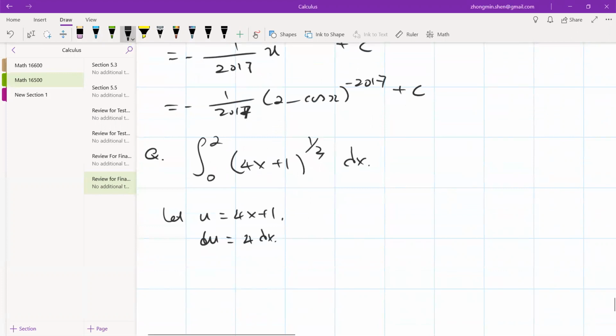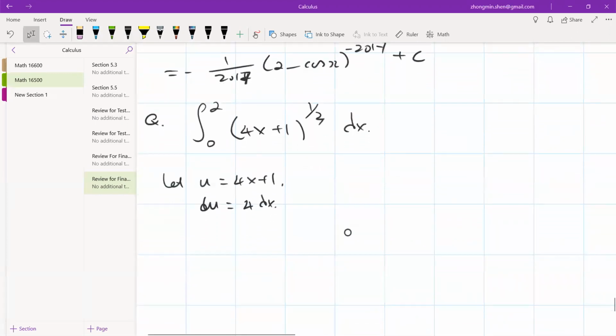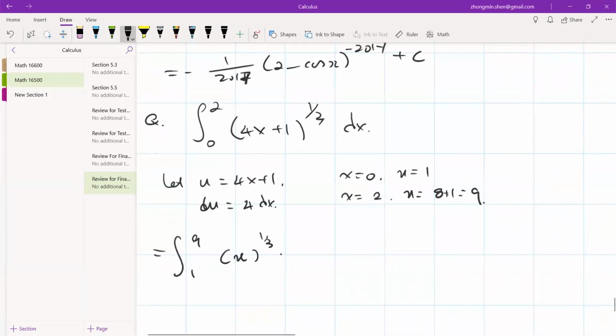Now, if you use a substitution for the definite integral, you have to change the interval for the new variable if you want to keep it. So when x equals 0, u equals 1. When x equals 2, u is going to be 8 plus 1, so it's 9. So the integral becomes 1 to 9 of u to the 1/3, and dx equals 1/4 of du.